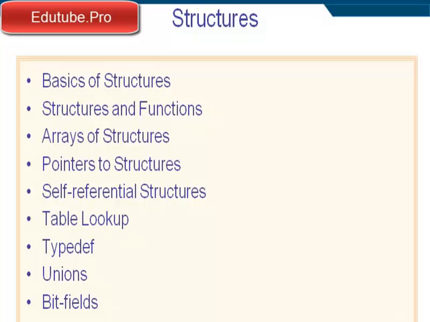A self-referential structure is a structure that contains one of its own kind inside the structure. So we'll take a look at those and how to create them. Table lookups, how to have large tables and look up a structure, kind of like a database, basically. What is typedef? What are unions? They're kind of a special form of structure. And how do we use bit fields?